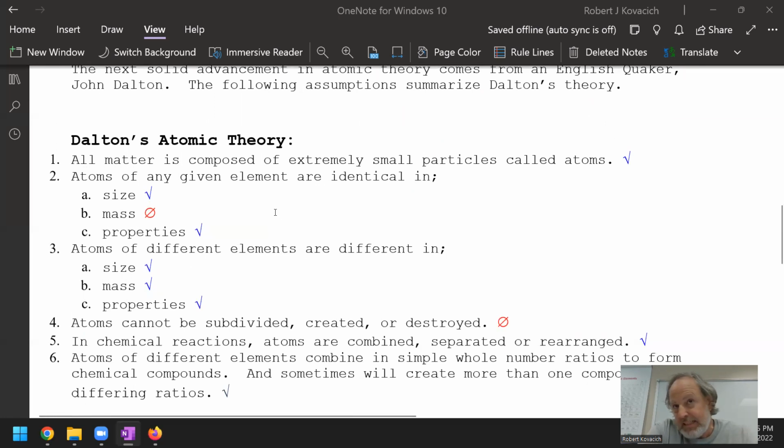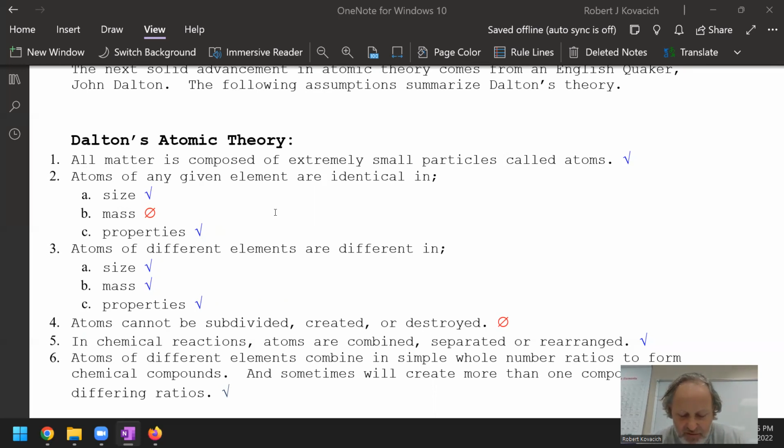He just did little tests on things, and for instance, he took a water molecule and ran electricity through it because batteries were a thing, and he found out that you got a 2-to-1 proportion. And so that became part of his idea of what atomic theory is. So first off, all matter is composed of extremely small particles called atoms. So he stole that directly from the Greeks, totally true.